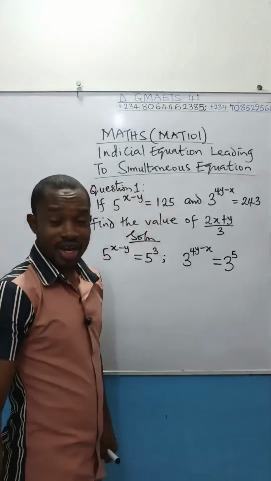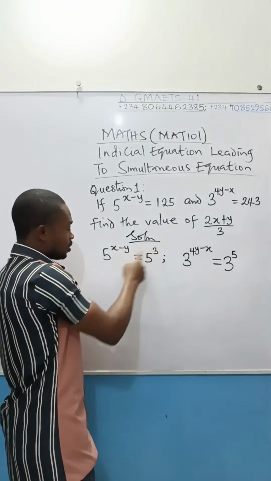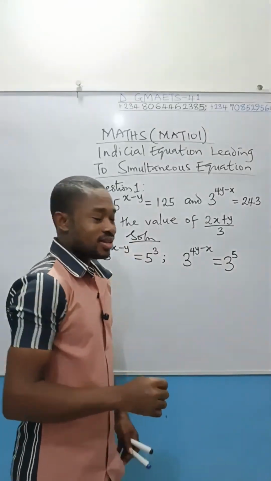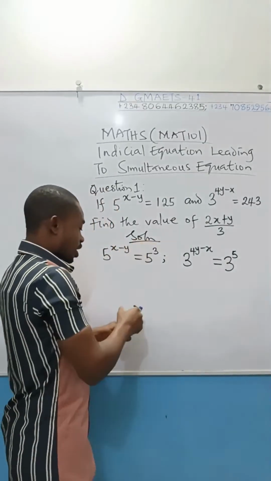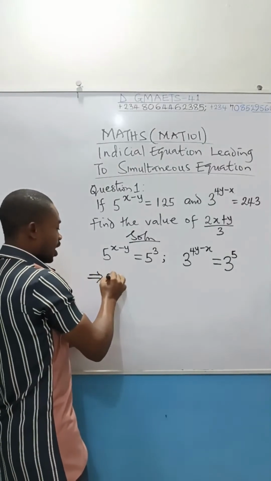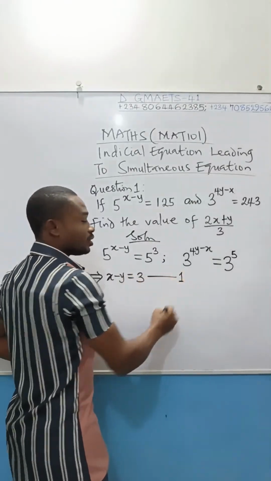At this point, we can actually equate the powers here, the exponents. You see, the bases are the same. So you equate the exponents. As long as the bases are the same, it means that the exponents are also the same. So this implies that x minus y is equal to 3. You call this equation 1.